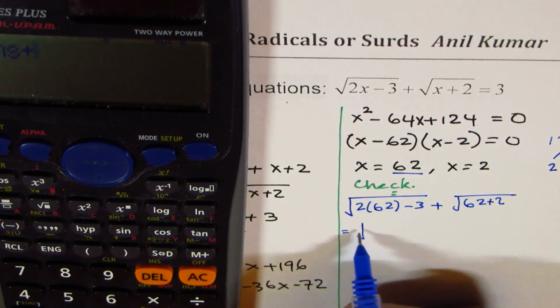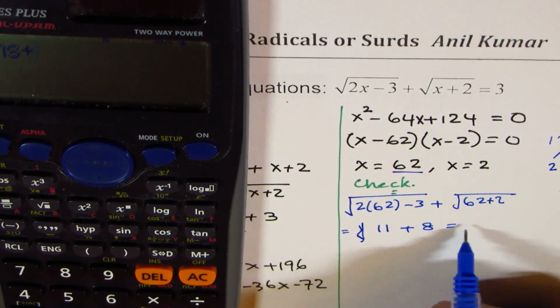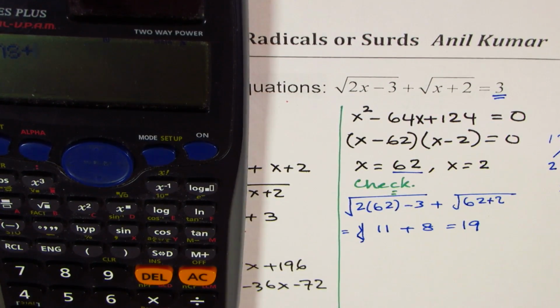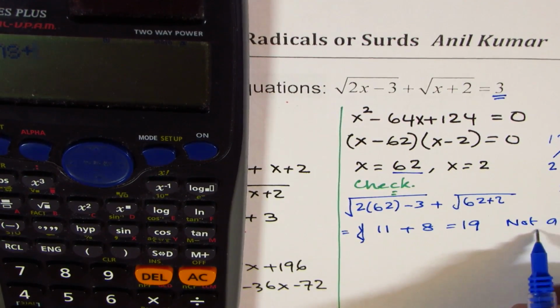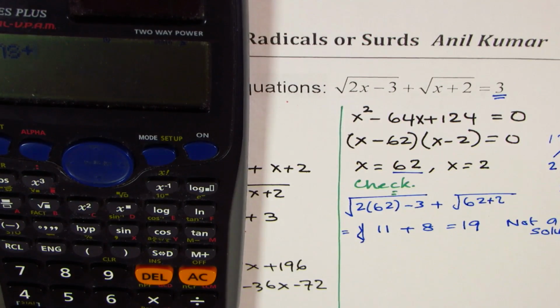So this is actually 11, right? Plus the square root of 64, which is 8, and that gives you 19. But we are looking for 3, correct? We are looking for 3. So that is not a solution. It doesn't work. You see that?